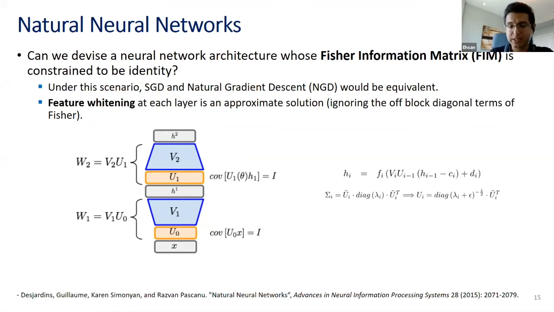What they're doing is that they're saying, okay, we want to improve the conditioning of this Fisher information matrix. Can we make it an identity matrix? And if we can make it an identity matrix, stochastic gradient descent and natural gradient descent are going to be equal. Because in natural gradient descent, we use the inverse of this Fisher information matrix. And if that's identity, the inverse is going to be identity, and these two are going to be equivalent.